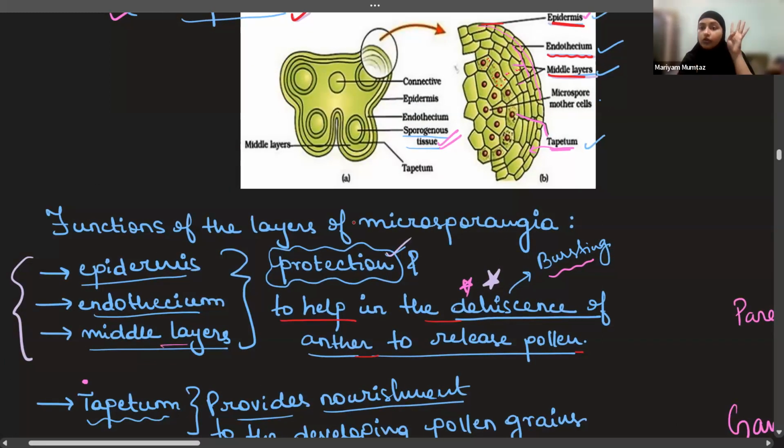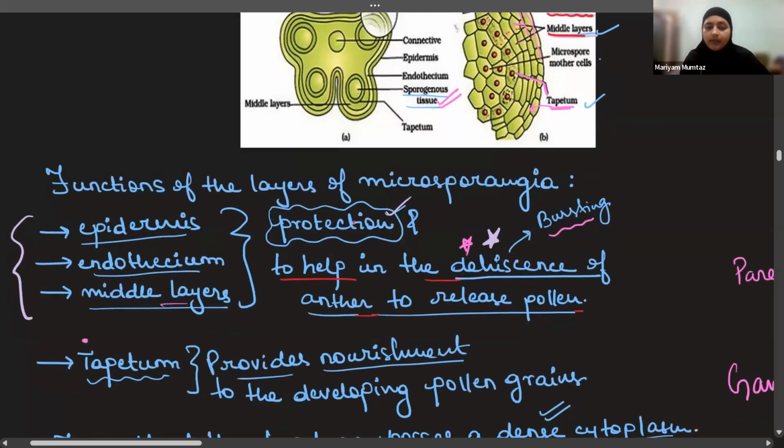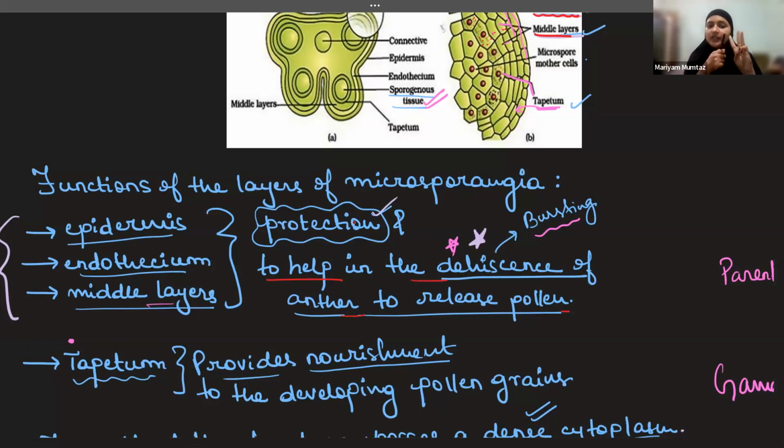Now talking about the functions of each of these layers. Since 4 layers are there, they must have some purpose, something to serve. The first 3 layers, epidermis, endothelium, and the middle layer, are responsible for protection. That is the first thing. Second, they help in dehiscence of anther to release pollen.